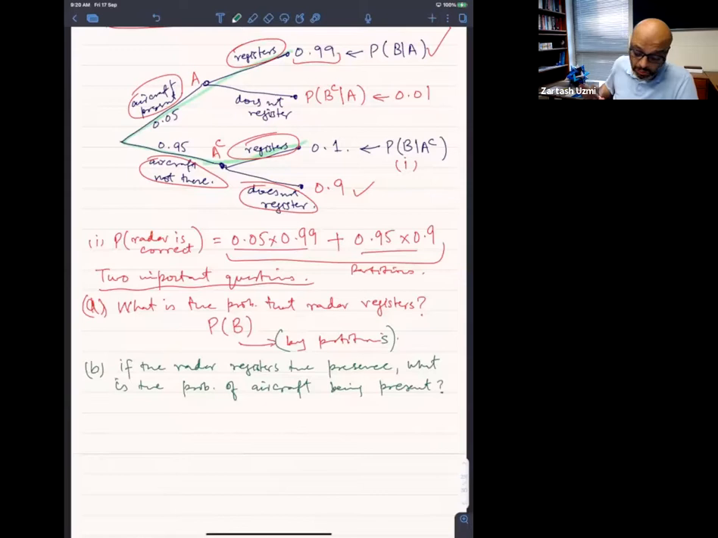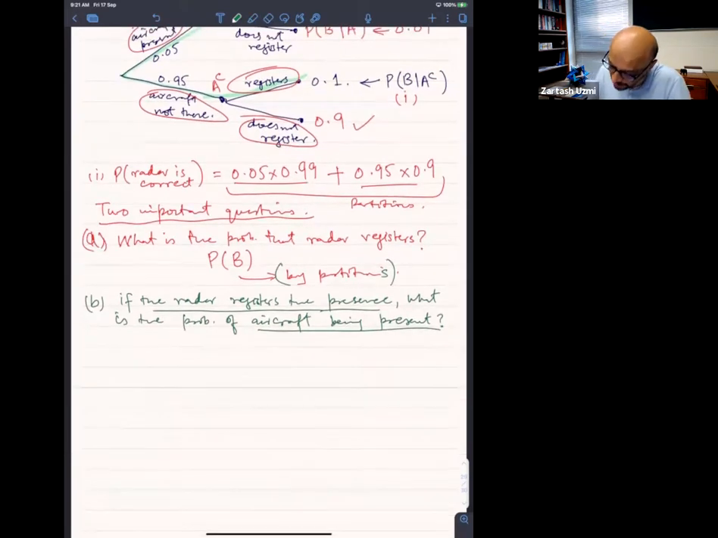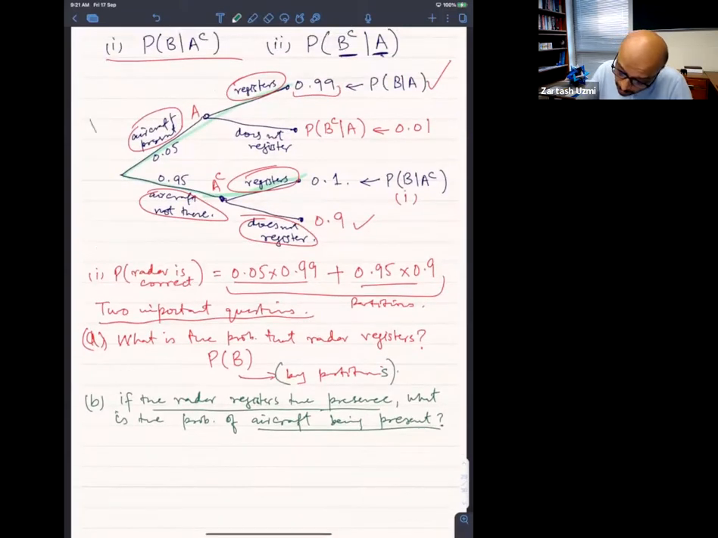There is a good chance that it will be there, if the radar is generally working well. If the radar declares that it has seen an aircraft, we know it sometimes makes mistakes. So if the radar registers the presence and declares that it has seen an aircraft, what is the probability that the aircraft was actually present? What is that probability? This cannot be answered directly, but it can be answered by using this tree diagram.